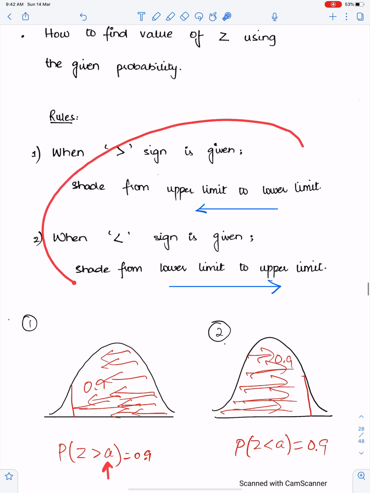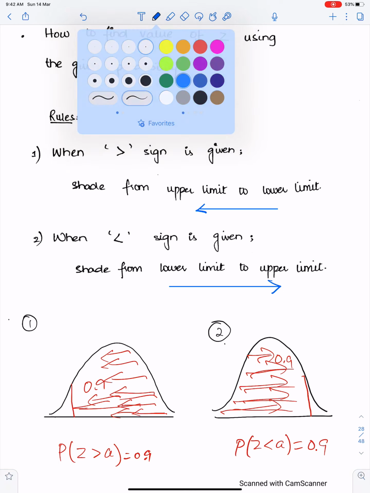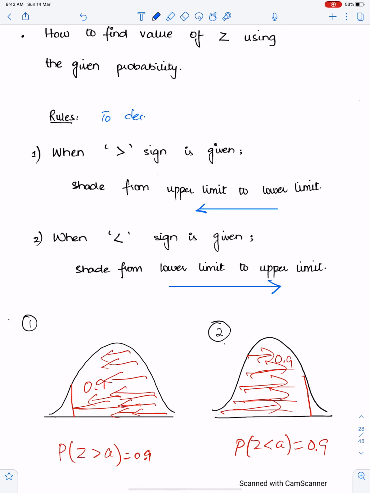Why do we shade these things? Because we need to check the positions of A. Let me write this here. To decide the position of the unknown, for example, A, we shade the given area according to the given sign of inequality.